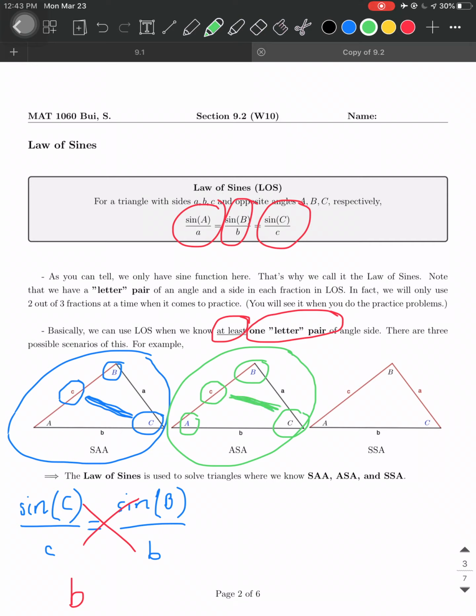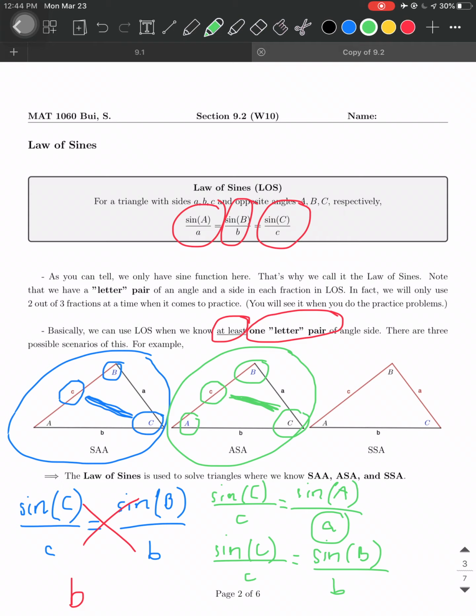So you can set it up like sine of C divided by little c equals sine of A divided by little a. And since you know angle A, you will be able to find little a in here. And after that, if you want to find little b, you can do something like sine of C again over little c, because we know both c's, equals sine of big B divided by little b. And after that, we do cross multiplication, and then we'll be able to figure out little b, okay?